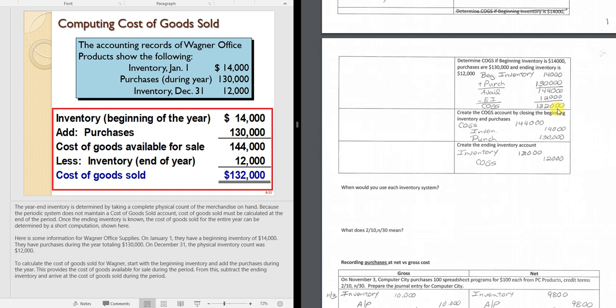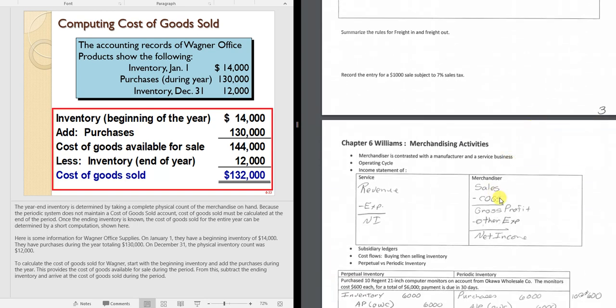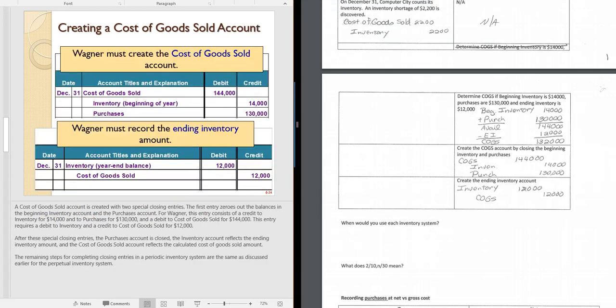Remember though, on an income statement, I need sales minus cost of goods sold is gross profit. And on a balance sheet, I need inventory. And I don't have those. So how do I get those? What happens is I do some closing entries to force them to the correct balances.